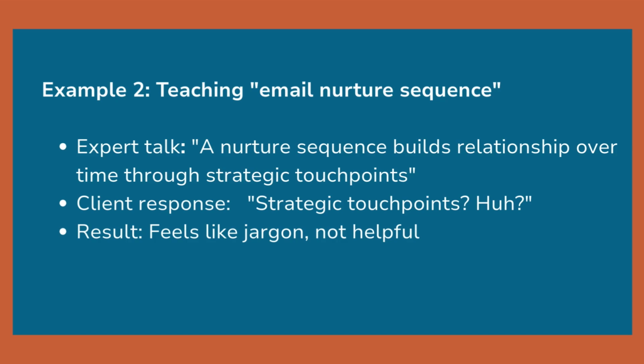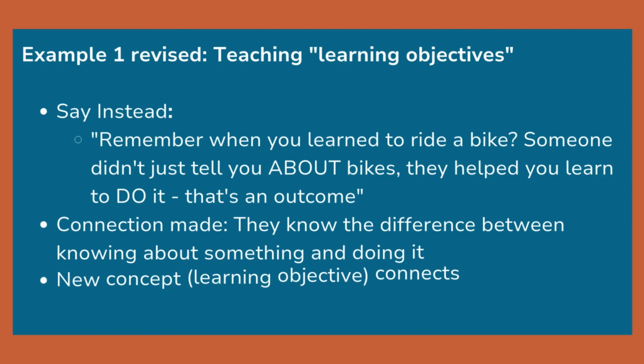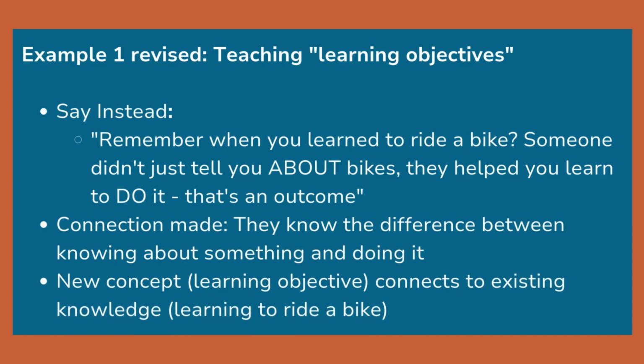Example two, if you were teaching someone how to create an email nurture sequence, you might say a nurture sequence builds a relationship over time through strategic touch points. A student that's never done email marketing or watched an email marketing video might say something like, what the heck is a strategic touch point? I don't want to be touching potential clients, because they don't have connections to things that they already know, right? It feels like jargon and it's not helpful.